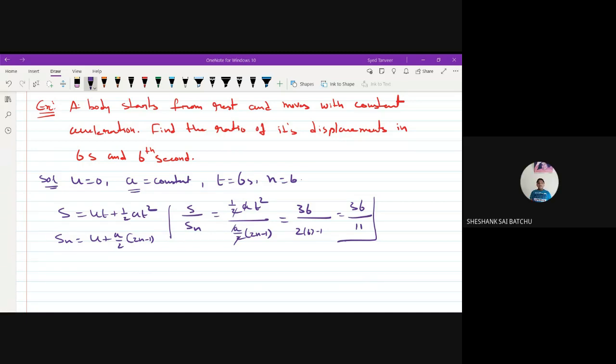Sir, I have a doubt. Here we should find the displacements in 6 seconds and 6th second, no, sir? Yes. What do we have in the numerator? Ut plus half at square. Yes, sir. In the numerator, it is displacement in 6 seconds. In the denominator, it is displacement in 6th second.